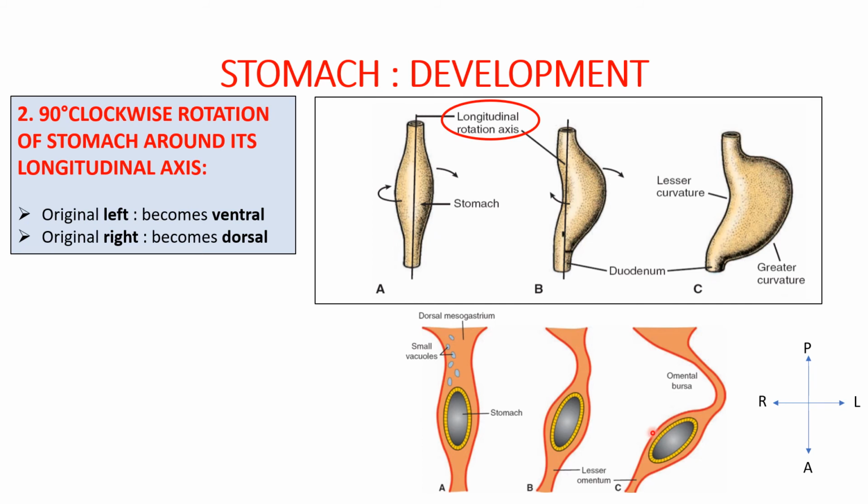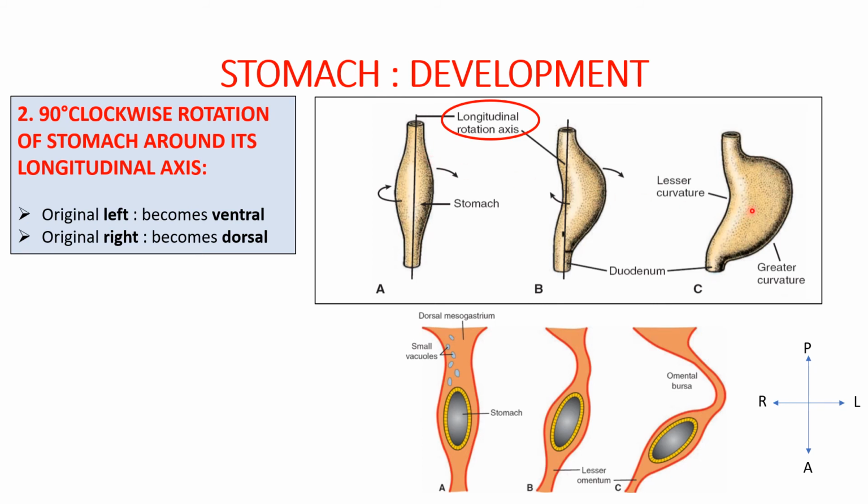This is the reason why over here also we can see this is the original left surface, and this will become the ventral surface. This is the embryological basis of the left and the right vagus nerve. Initially the left vagus nerve was innervating the left surface of the fusiform dilation, and the right vagus was innervating the right surface of the fusiform dilation. But because the stomach has rotated 90 degrees clockwise, its left surface is now which surface?